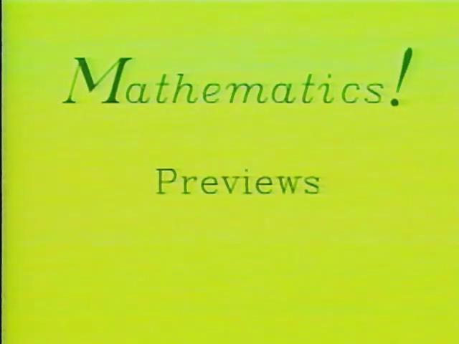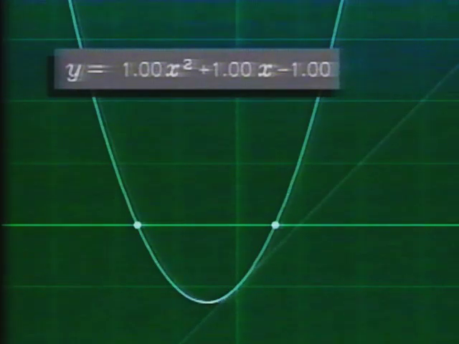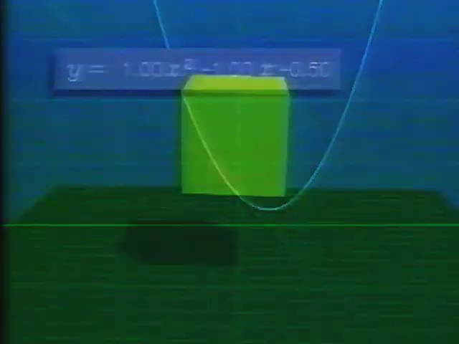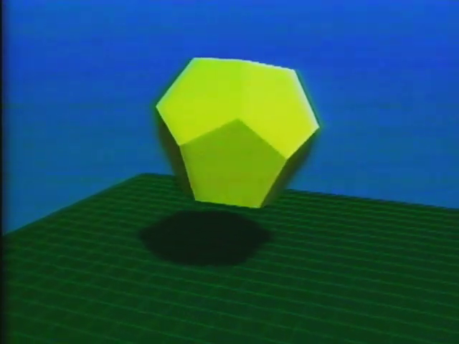What's up next? Future programs will deal with things like the shapes of polynomials and trigonometric functions, locus problems, platonic solids, all to show that mathematics is the second most interesting thing you can do.